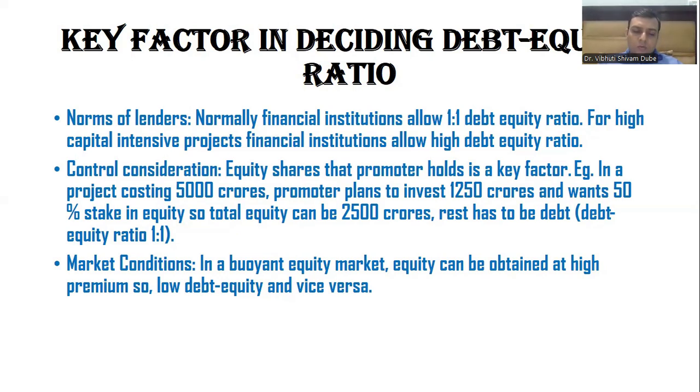And the next point is market condition. In a buoyant equity market, equity can be obtained at a high premium, so low debt equity, and vice versa.